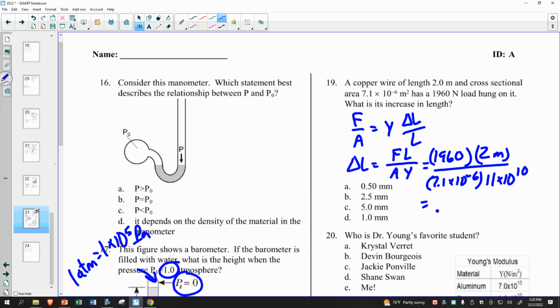Yeah, so you get 0.005 meters there. But notice they're all in millimeters, so I have to move this over 3 spots to get the answer in millimeters. Remember, 1 meter is 1,000 millimeters, or 10 to the third millimeters. So that's where that 3 comes from. I have to move it 3 spots.